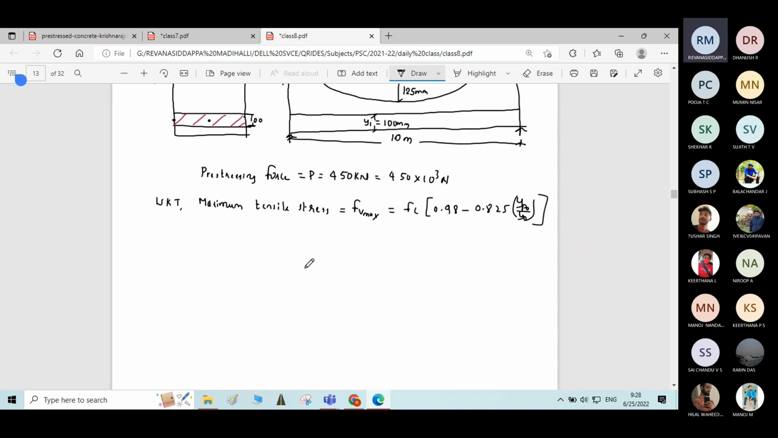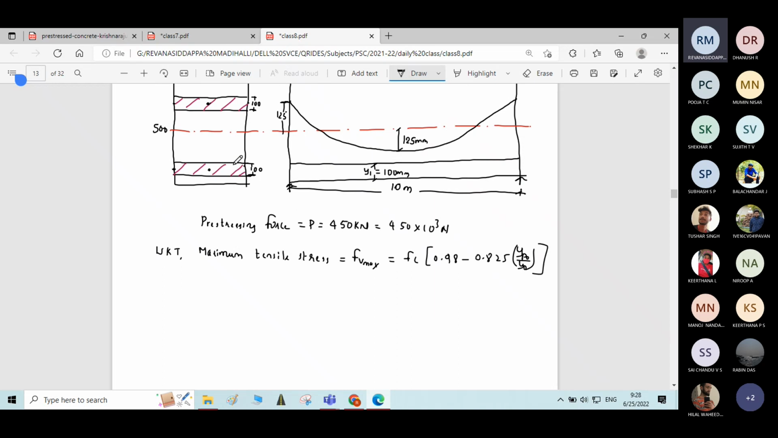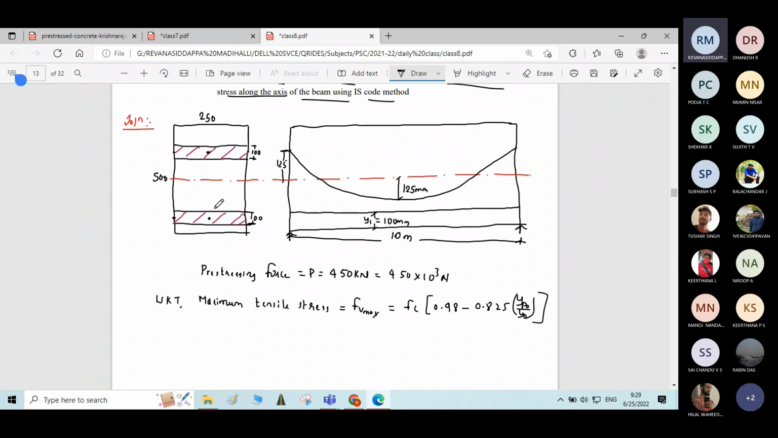Now to find this maximum tensile stress, what are the things we need? We need YP naught and we need Y naught. YP naught is nothing but the depth of anchor plate, and it is given as 100 mm. YP naught is known. And Y naught is nothing but the size of prism. Here, very important.